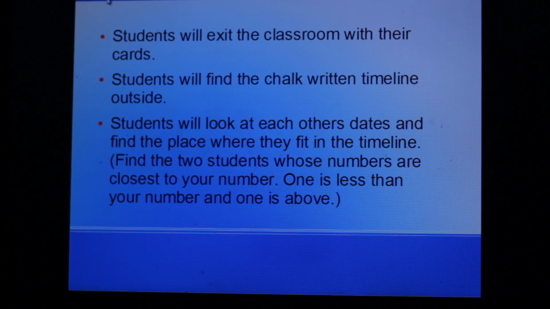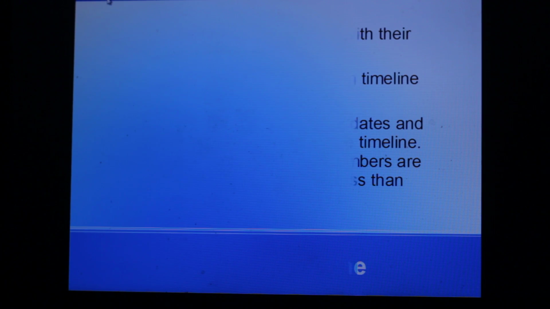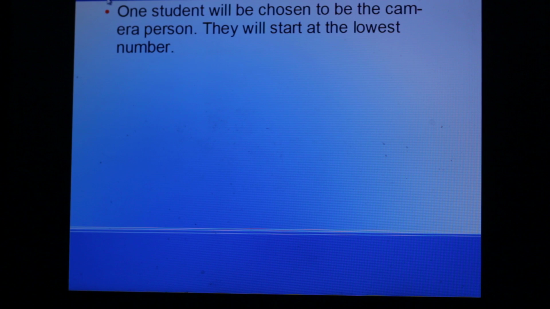So each one, you got to look at each other's numbers and figure out where you're supposed to be. That's where you get some points for being able to figure out where you belong. Yeah, that's the outdoor timeline. When everybody gets in place, from the lowest to the highest, then I know you guys got it right. We'll time you and see which class does the best.